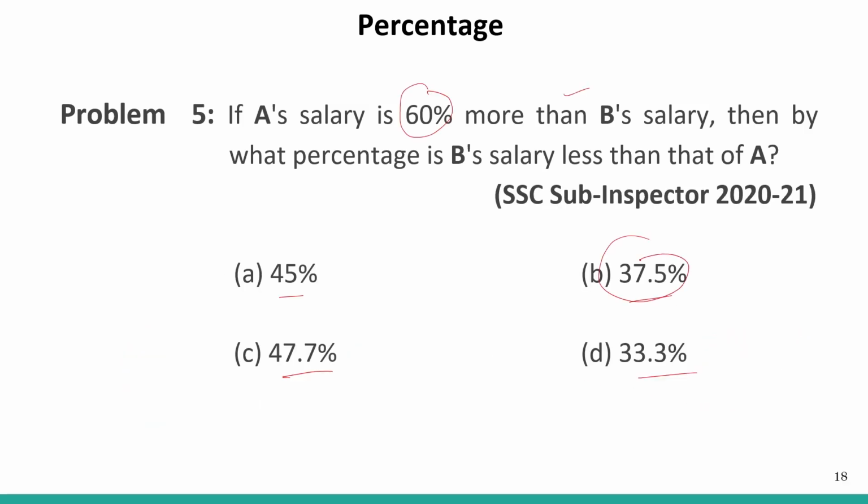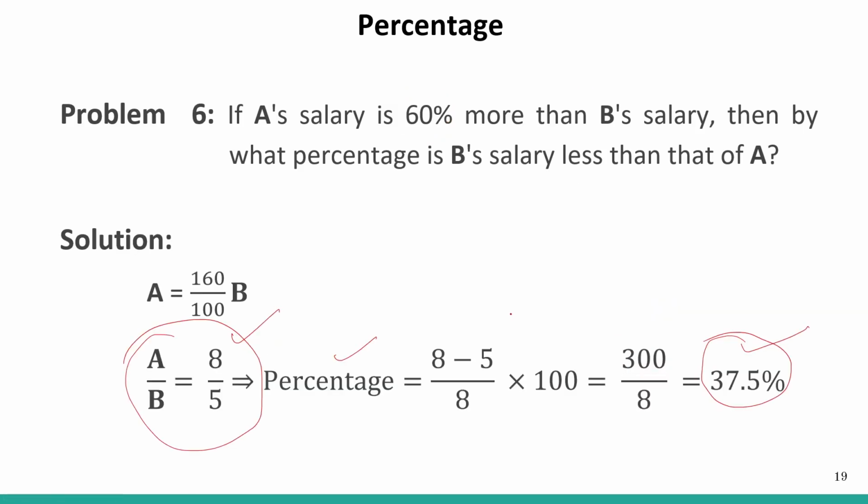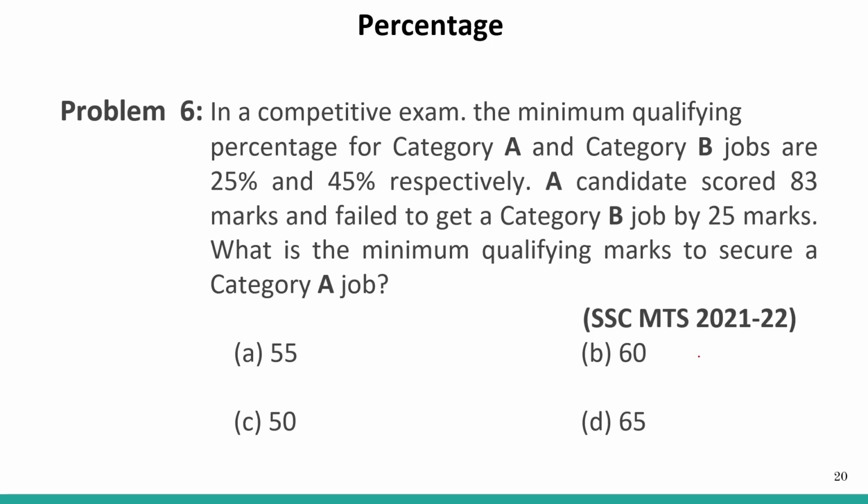So 37.5 is the only correct answer. These are all wrong. 45% is a wrong answer. So the answer is 37.5. So let's see problem number 6.